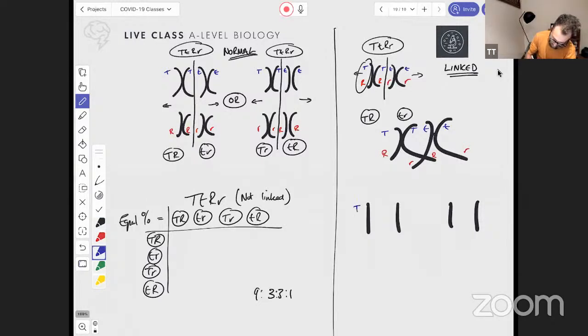This one's going to be unaffected, big T. This one's going to have the big T, this is little t, and this is little t. This one's going to have the big R, so that's these two. This will have done its crossover here. So this one's going to have the little r. This one's going to have the big R.